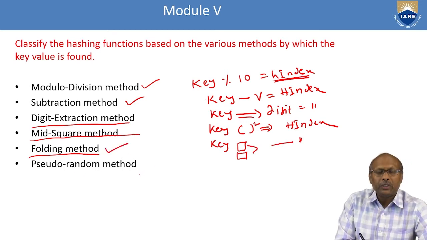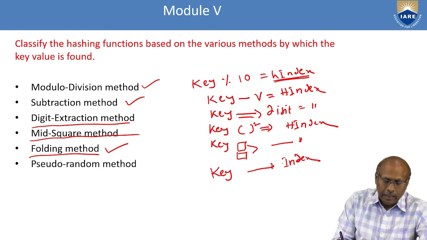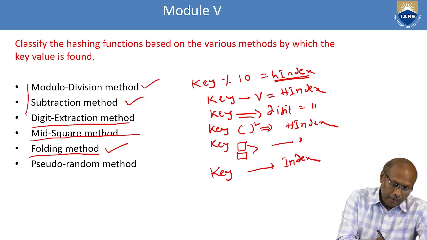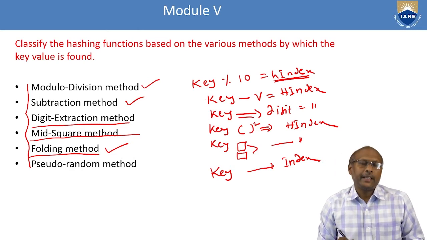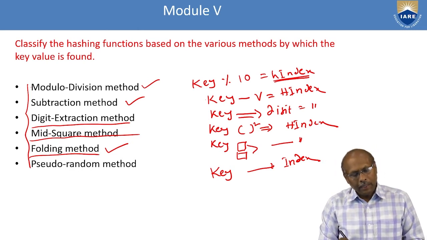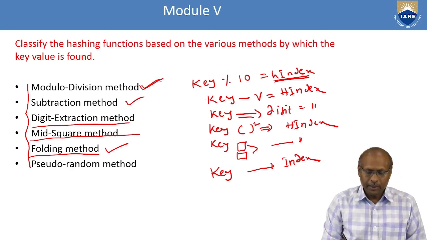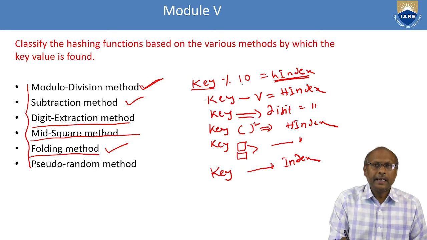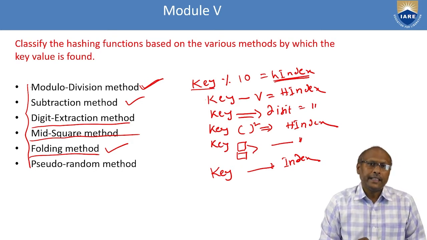Similarly, pseudo random method. I take the key and apply a pseudo random function. Then I get one more key, meaning one more index. That index is my hash index. So these are the various standard methods to apply in the hash function. But a very popular method is the modulo division method, by taking the key and applying this. So these are the standard hashing functions.